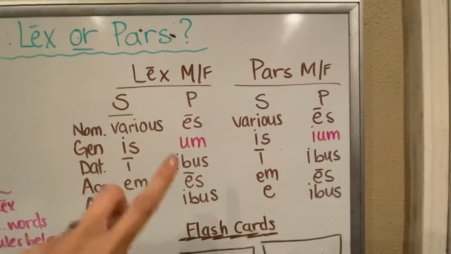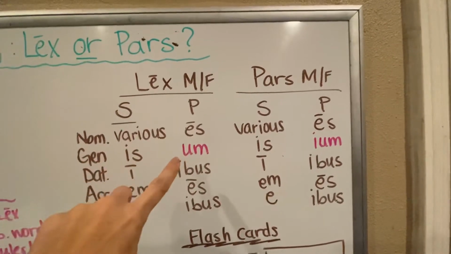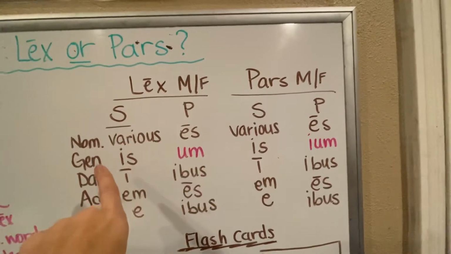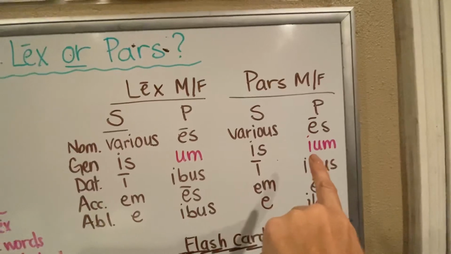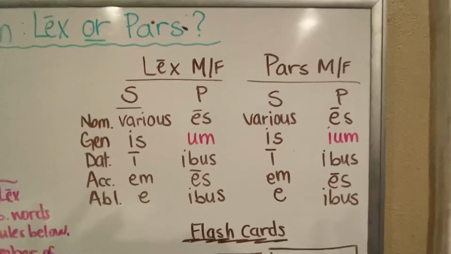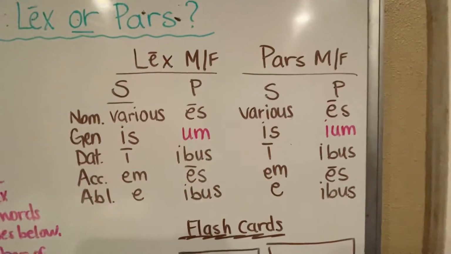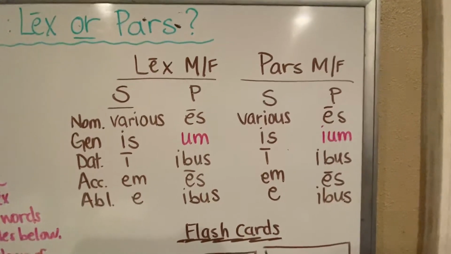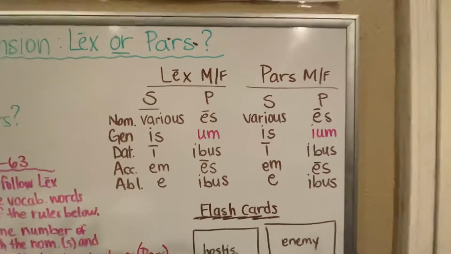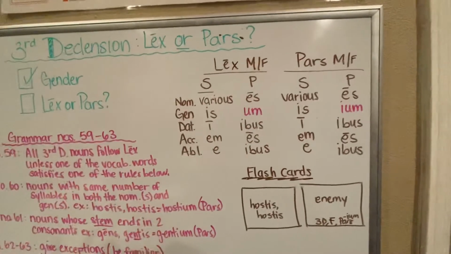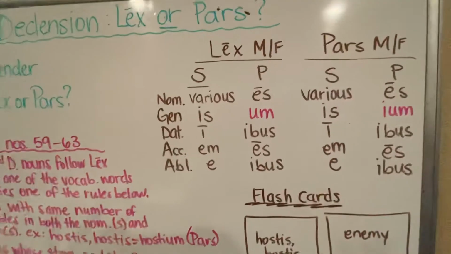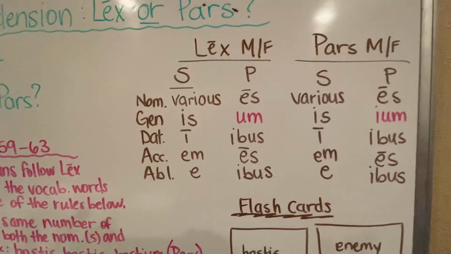Okay, so it is the genitive plural of lex, and it is the genitive plural of pars, which is the IUM. So it just adds the I there. That is the only difference between these two declensions. Otherwise, everything else is exactly the same. But we still have to determine whether vocabulary words belong to lex or pars in order to know how to translate the genitive plural of words.